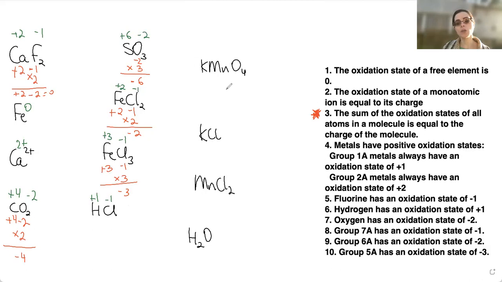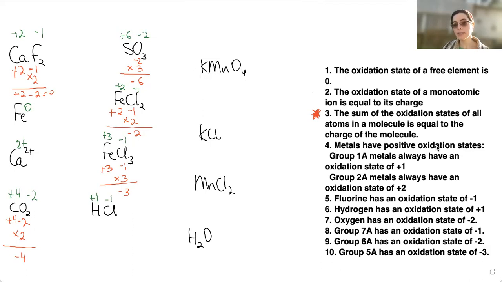Okay, this one could be a little bit more complicated, but we treat it very similarly to other molecules. Basically, we go through the list of rules and we only invoke rule number 3 when we are left with the last atom. Let's do that. We have 3 different atoms: potassium, manganese, and oxygen. So the oxidation state of a free element is 0, right? Not a free element, not a monatomic ion. Skip number 3 for now.